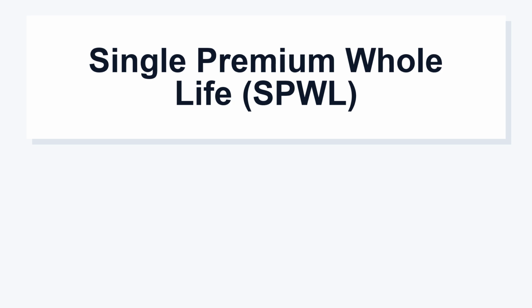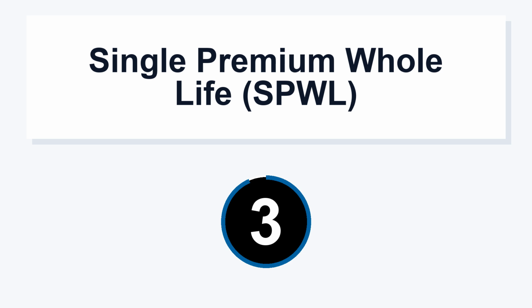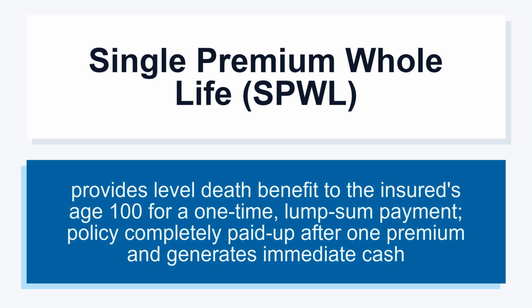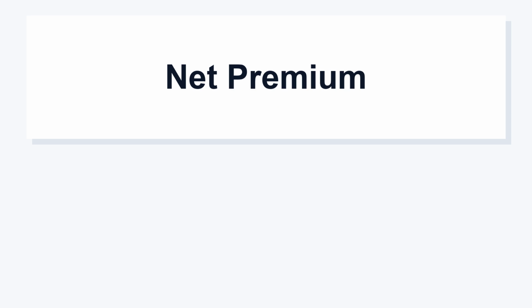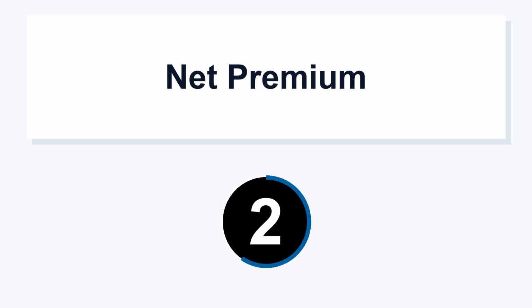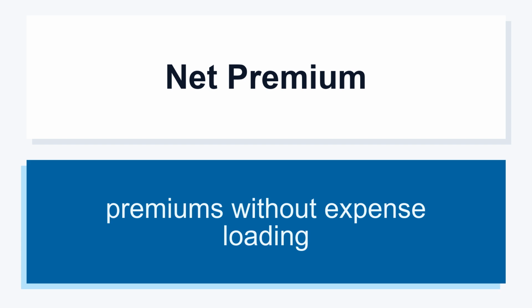Single premium whole life, SPWL. Provides level death benefit to the insured's age 100 for a one-time, lump sum payment. Policy is completely paid up after one premium and generates immediate cash. Net premium: premiums without expense loading.